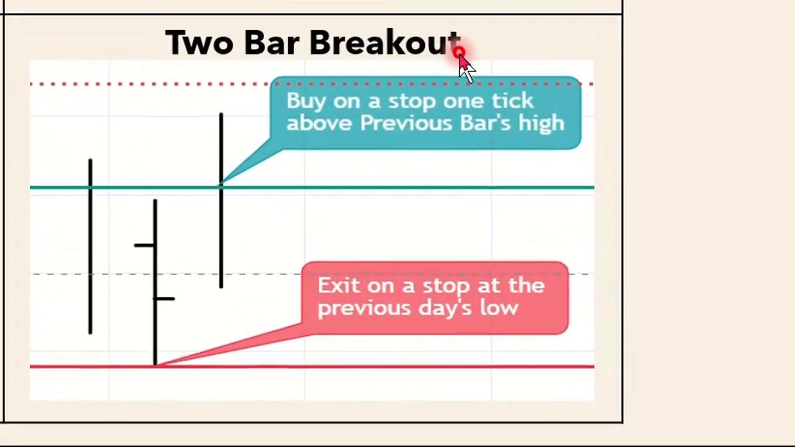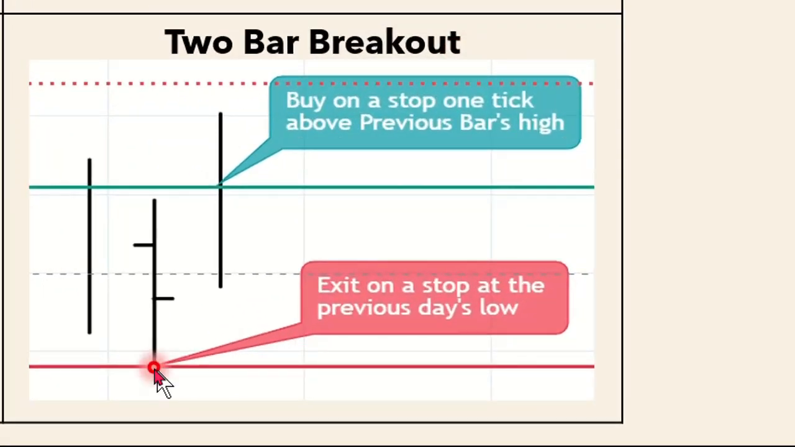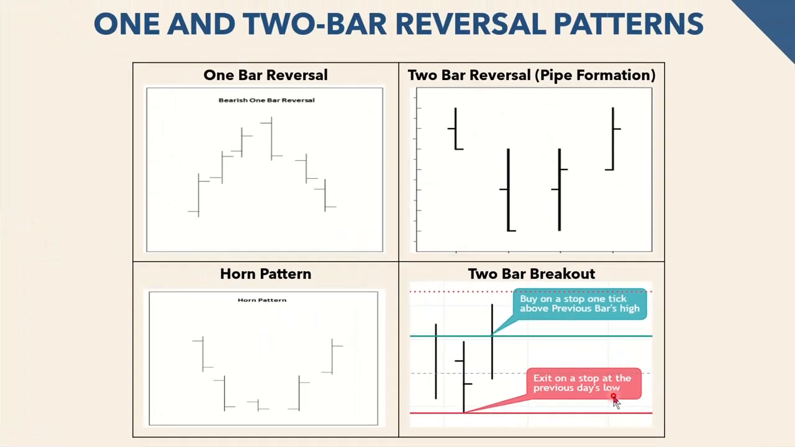In the 2 bar breakout, today's low is less than the previous day's low. Today's high is less than the previous day's high. Today's close is less than the open. In that situation, in the current bar, buy on a stop 1 tick above the previous bar's high. Exit on a stop at the previous day's low. This is for the buy side. For the sell side, it is just the opposite.